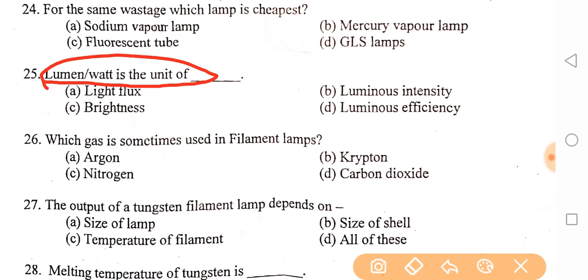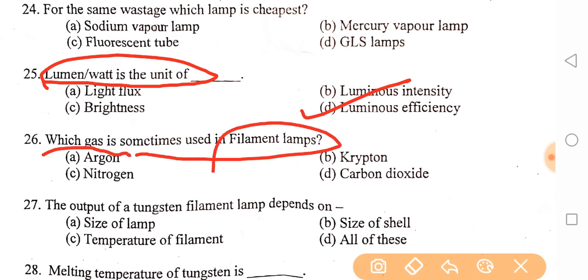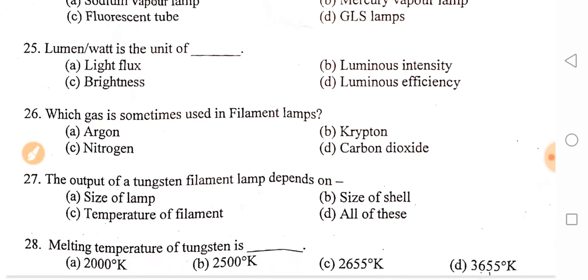Next, lumens per watt is the unit of what? The correct answer is luminous efficiency. How many lumens we get per watt? The total lumens by 1 watt is called the luminous efficiency. Correct answer is D. Next, which gas is sometimes used in filament lamps? Right answer is nitrogen. Nitrogen is sometimes used in filament lamps.